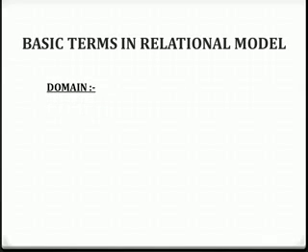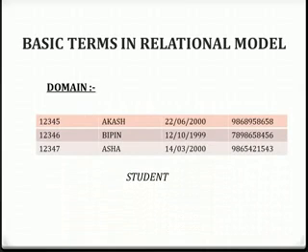The next term is domain. So what do you mean by domain? See the table here. In the table there are registration number, then the name of the student, his or her date of birth, and the mobile number. So the attributes were the columns and the tuples were the rows. Student is the relation. Now what do you mean by domain?